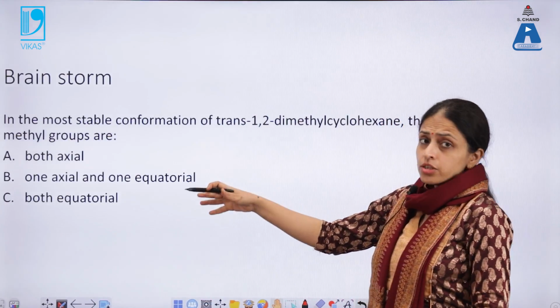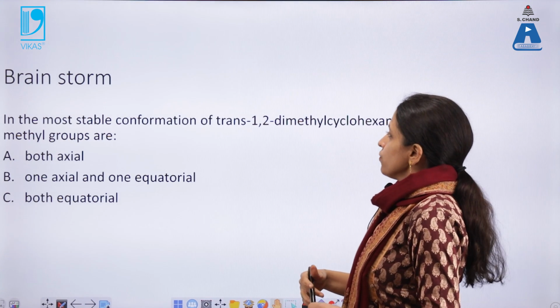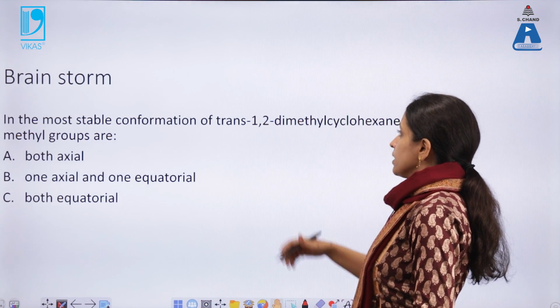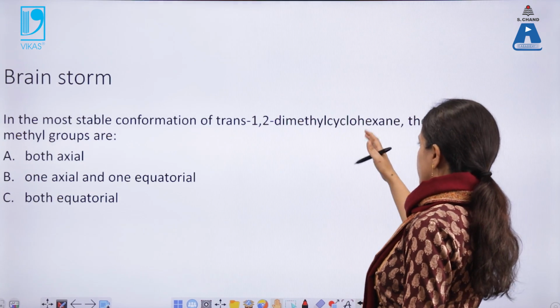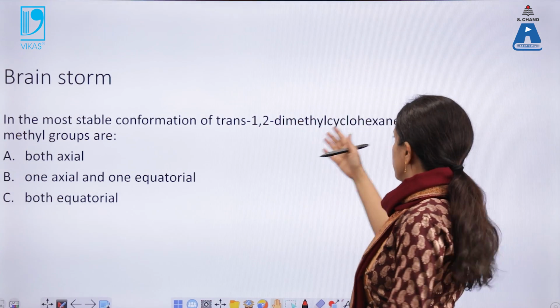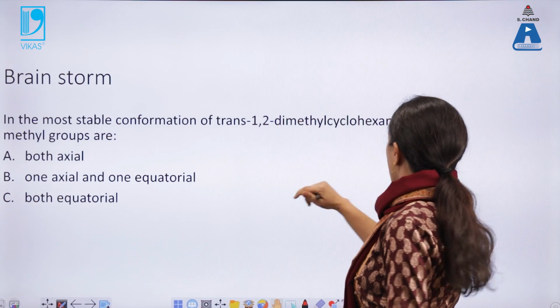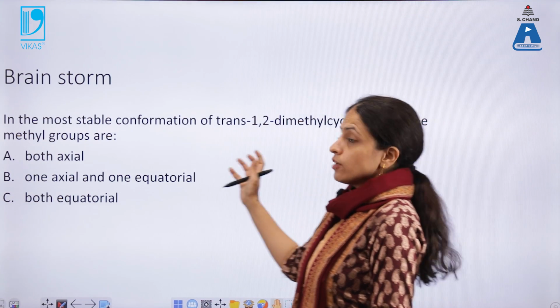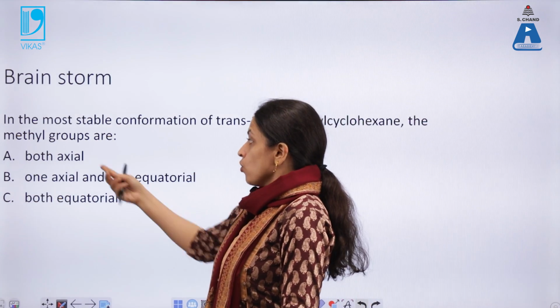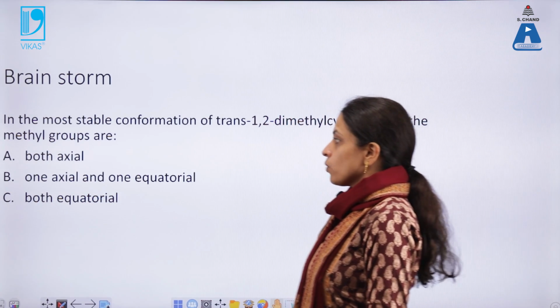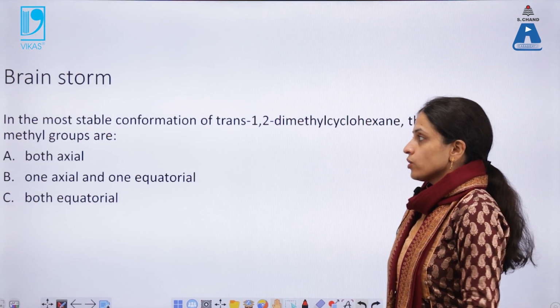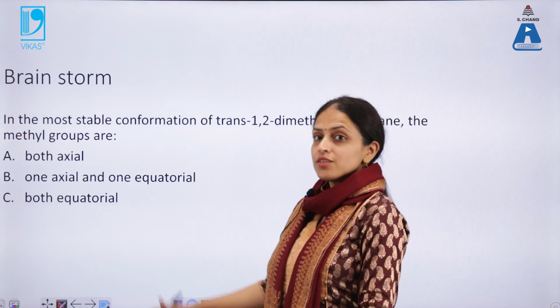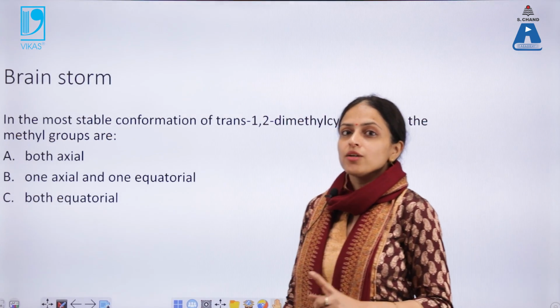So just a brainstorming question. If you look at the structure of trans-1,2-dimethylcyclohexane, what do you expect the methyl groups would be oriented as? Both axial, one axial and one equatorial, or both equatorial? So keep thinking. The answer to this question will be disclosed in part 2 of the lecture.